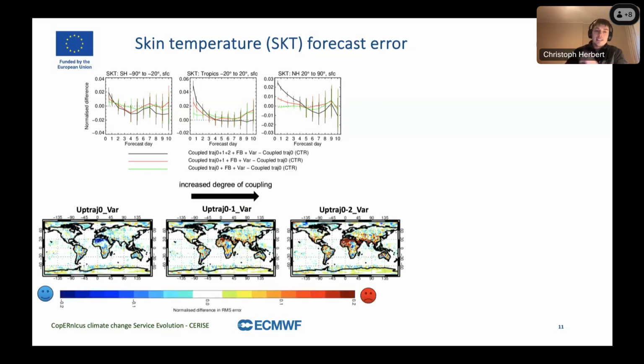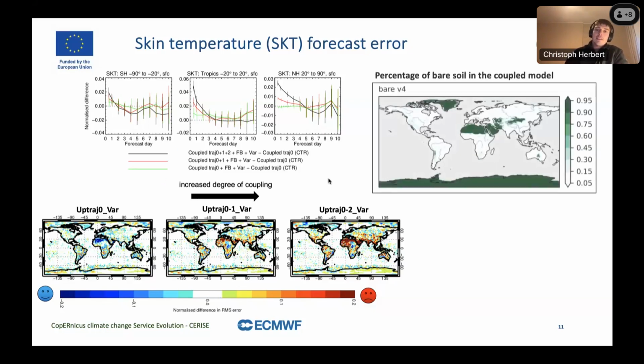If we look at the maps of skin temperature for the first forecast step, which is the 12-hour, the one with the most degradations, we see that the degradations are really focused in areas of Northern Africa and also the Arabian Peninsula. This makes us think, okay, these are areas where we have a high fraction of bare soil.